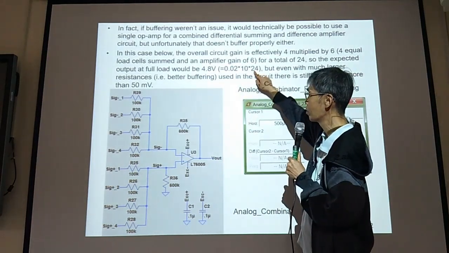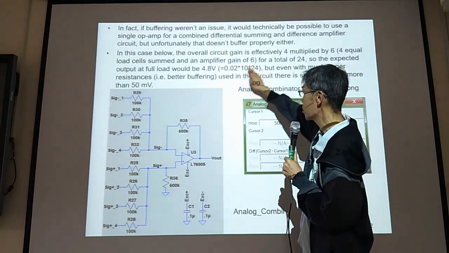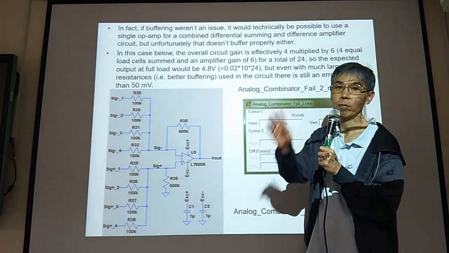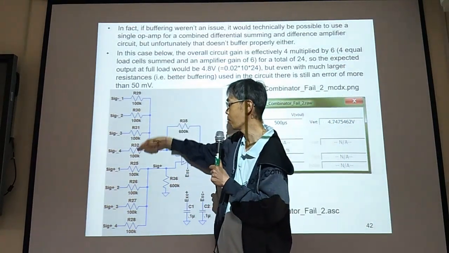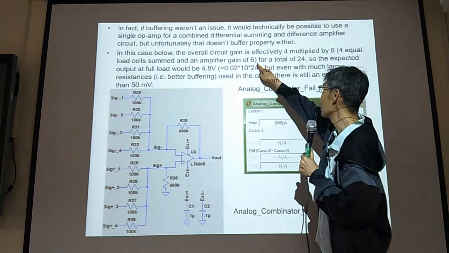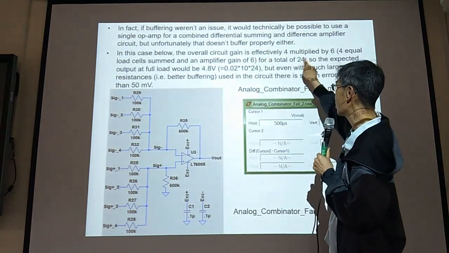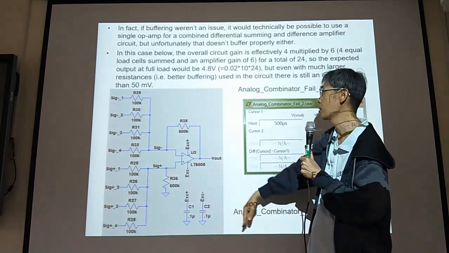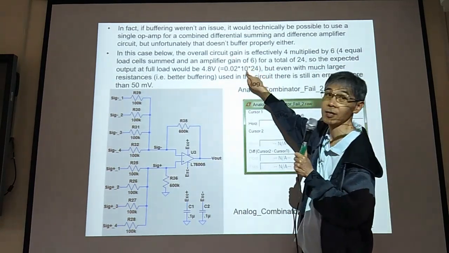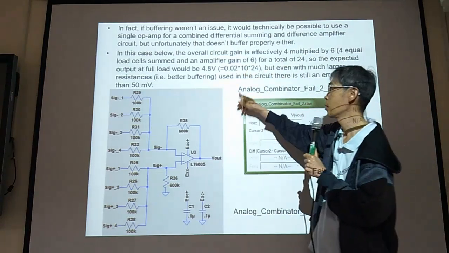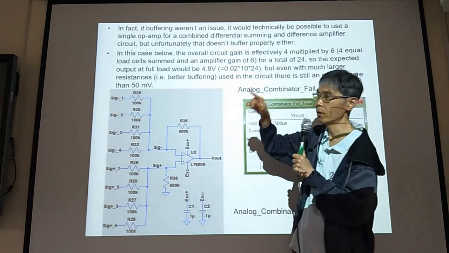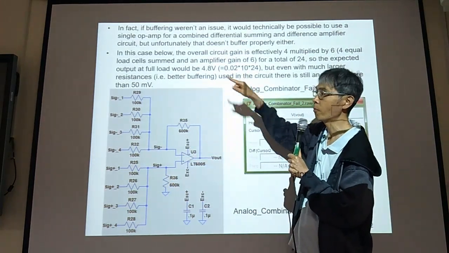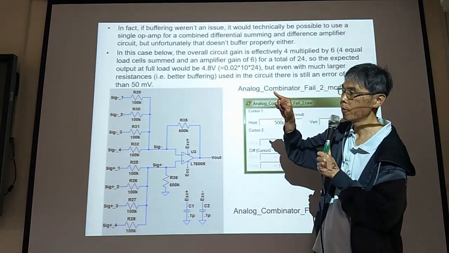So the gain is 6 for this OP. But remember, we have 4. 1, 2, 3, 4. So 6 times 4, 24. Now this is the amplification, 24 for this circuit. So 24 and 10 is the excitation, rail to rail. And 0.02 is the Keystone bridge because 0.02 volt per excitation volt.